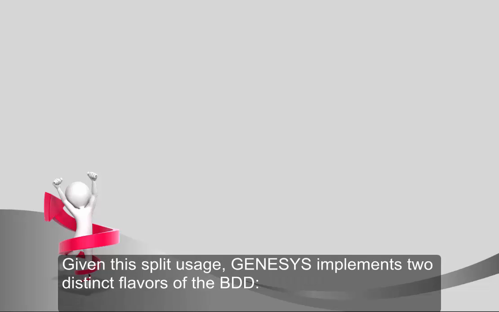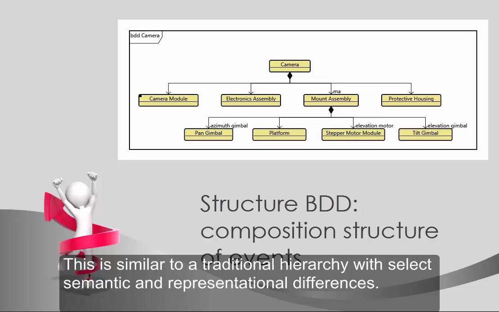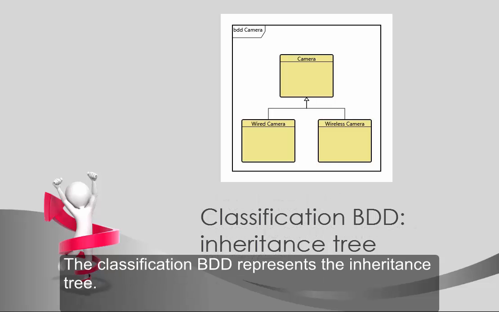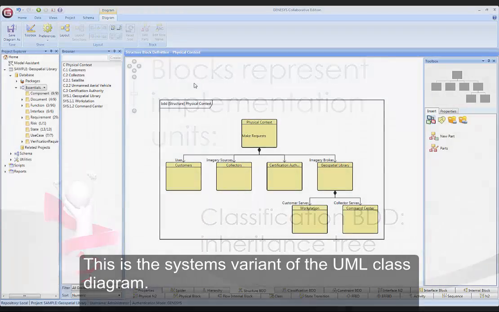Given this split usage, GENESYS implements two distinct flavors of the BDD. The structure block definition diagram represents the composition structure, or the structure of an implementation unit. This is similar to a traditional hierarchy with select semantic and representational differences. The classification BDD represents the inheritance tree. This is the systems variant of the UML class diagram.